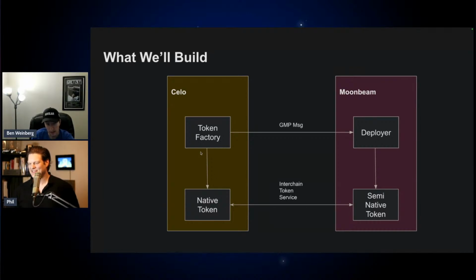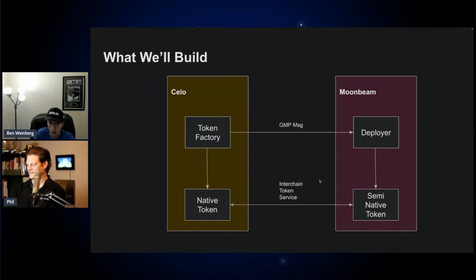Deploying the native token, we're going to have a token factory, which we're going to build out ourselves. And this will basically, as you might think, just deploy the native token, but it'll also be using Axelar general message passing, otherwise known as GMP, which we've done talks about in the past, to send a cross-chain message from one blockchain, CeeLo, to another blockchain, Moonbeam, to another contract, which we'll call deployer. It's like the instance of the token factory on a remote chain, to deploy these semi-native token contracts.